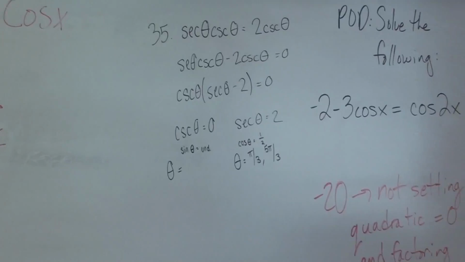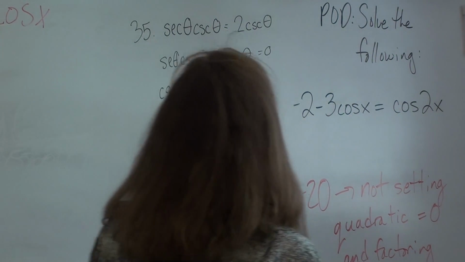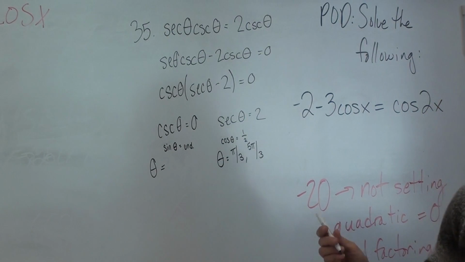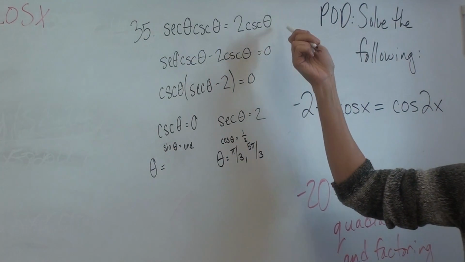Let me zoom in a little bit. Okay. So let's see what we've got. Ooh, good job. Secant cosecant equals 2 cosecant.